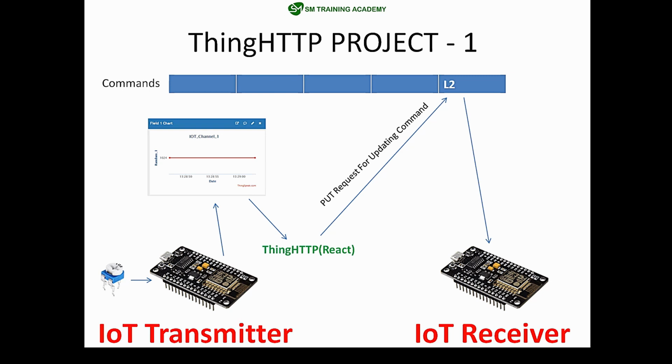So based on the step value, if it is greater than 500, I will be loading the command L1 in the talkback queue, and if it is less than 500, I will be loading the command L2. And in the receiver section, based on the command present in the same talkback queue that has been updated by the transmitter, if the command is L1, I will be turning on the LED, and if the command is L2, I will be turning off the LED.